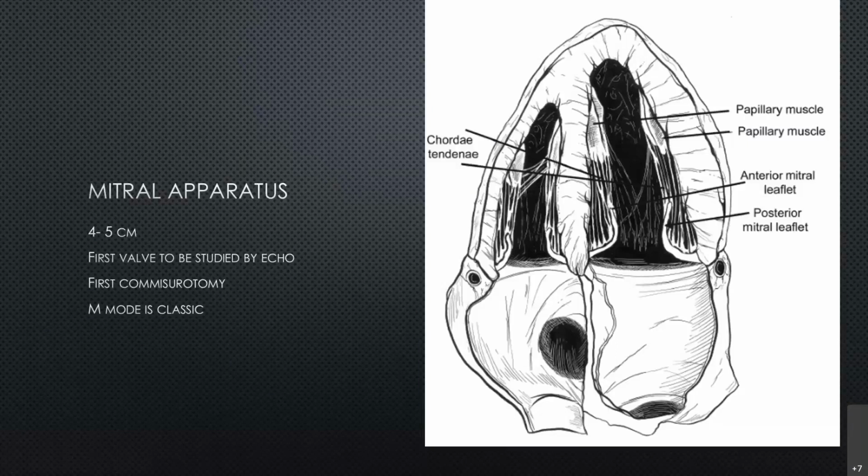So it's an apparatus. You cannot just say it's the leaflet thing and end it there. So you have to look at the whole thing. And it's big. The annulus itself is like 4 to 5 centimeters big, unlike the aortic annulus, which is pretty small. This was the first valve that we could see well by echo. And again, first valve that we diagnosed by echo, first valve which was treated by commissurotomy, and M mode is classic. So just going back on a little history, on valvular pathology, mitral was the first.